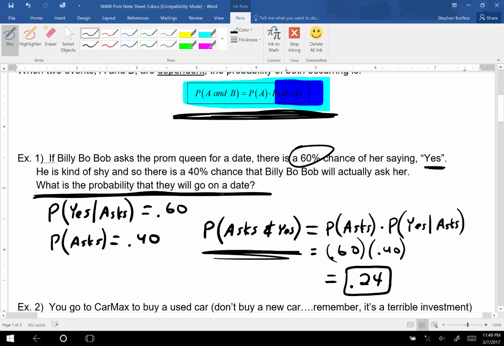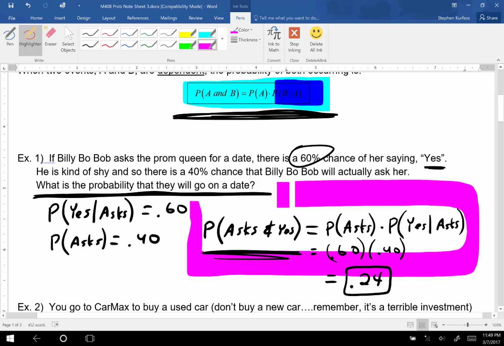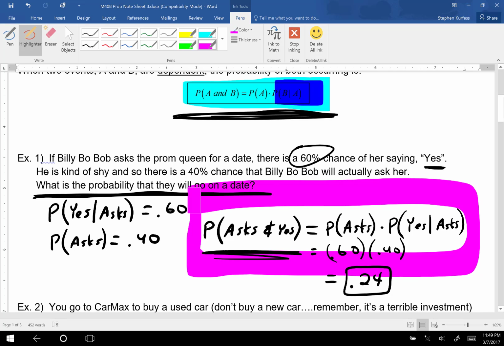Okay? But again, this part right here, this is pretty significant. This is the equation that you use. Probability that he asks her and yes is the probability that he asks her times the probability that she says yes, given that he did ask her. Okay? Let's try the next one here.